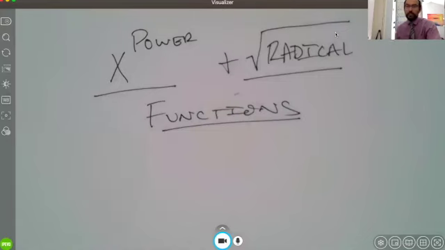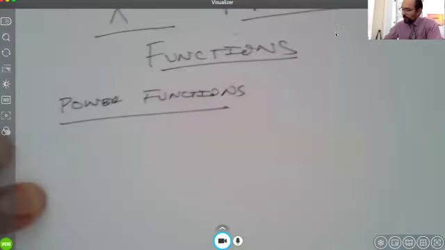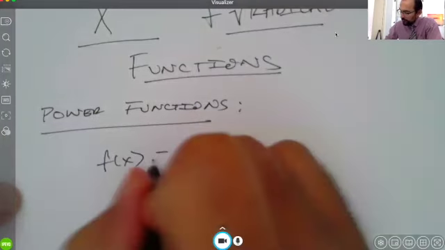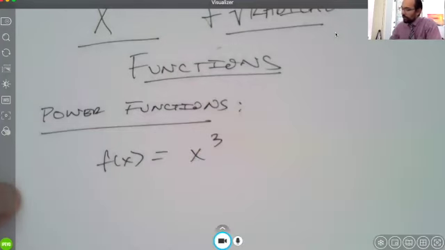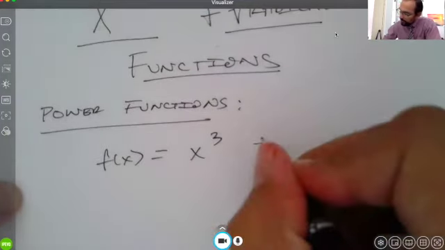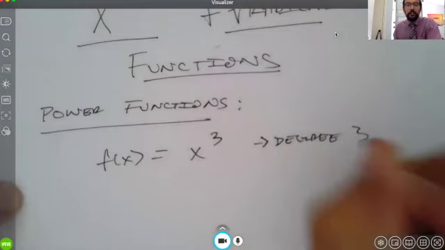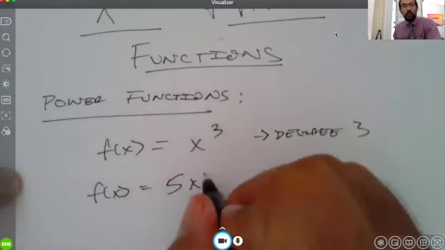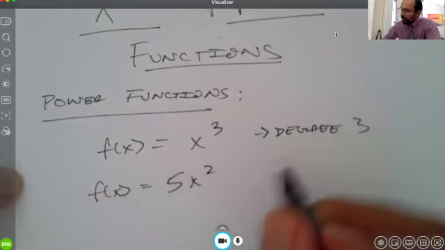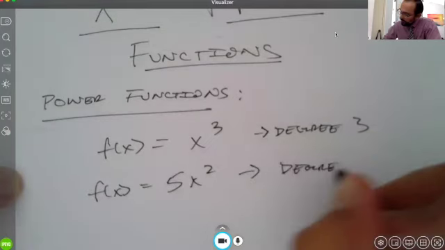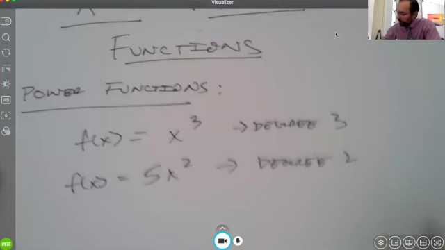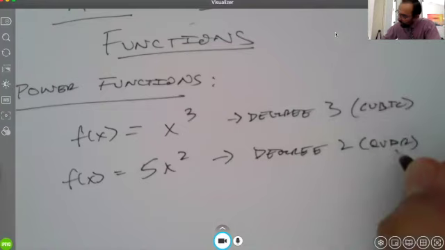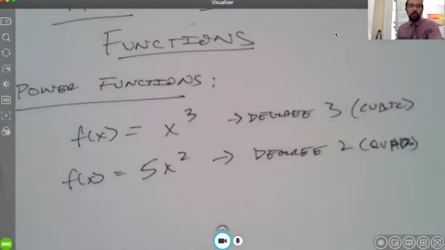A power function is just super basic. A power function is a function with a power, x to the power of 3. That would be a power function of degree 3. Okay, another example of a power function could be this, where there can be a coefficient in there, and that would be a degree 2 power function. We would call this one quadratic, and this one cubic. Quadratic. Okay, we've already talked about those in class.